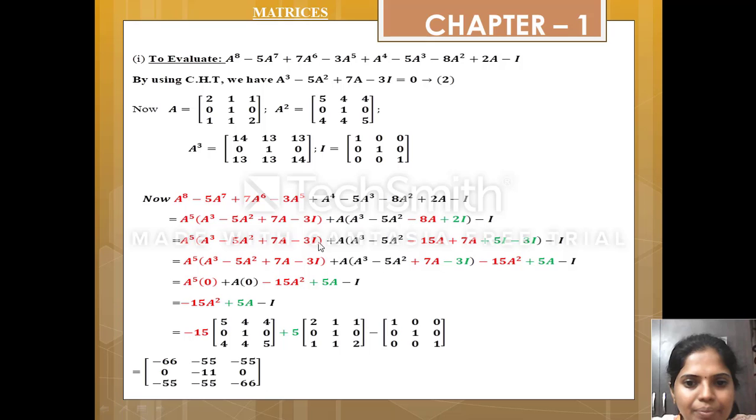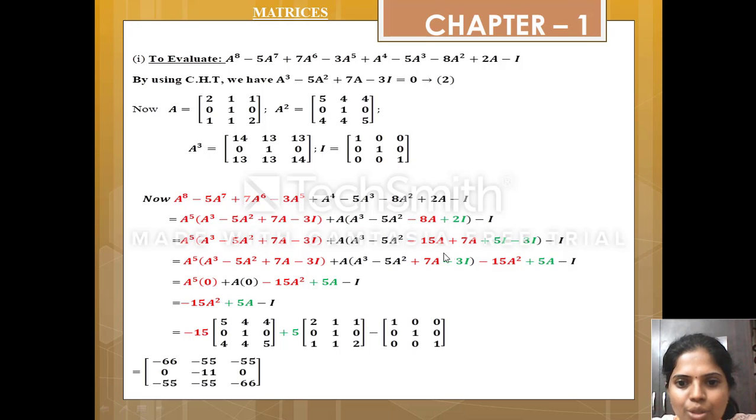The next step, this red part is okay. You come to the second part. Here you see the third term, minus 8A, can be written as minus 15A plus 7A, because minus 15 plus 7 gives minus 8. It's an alternate form. Similarly, 2I can be written as 5I minus 3I. That's all.